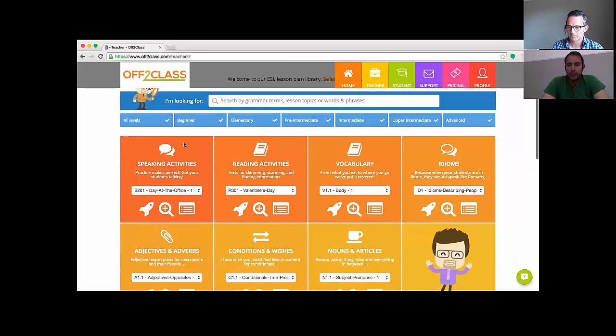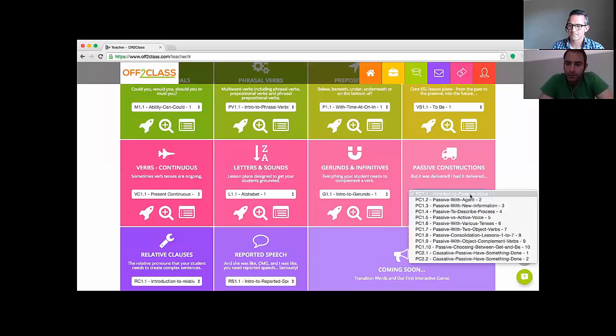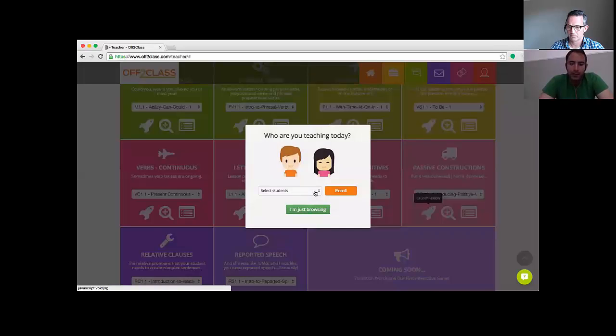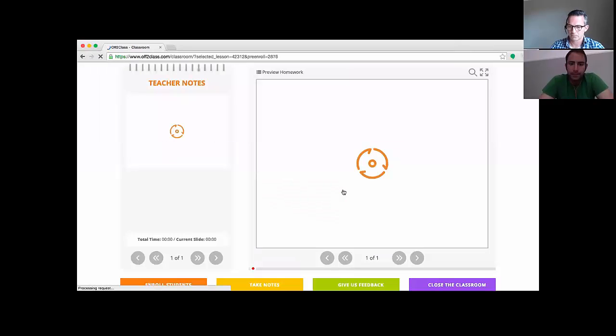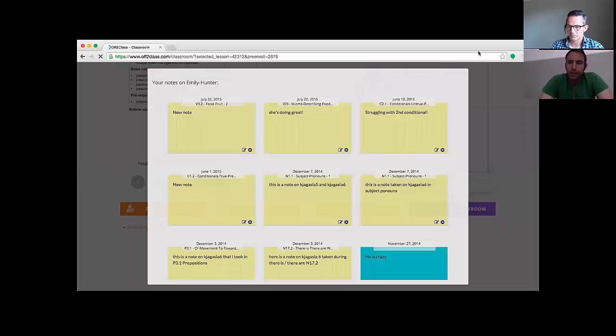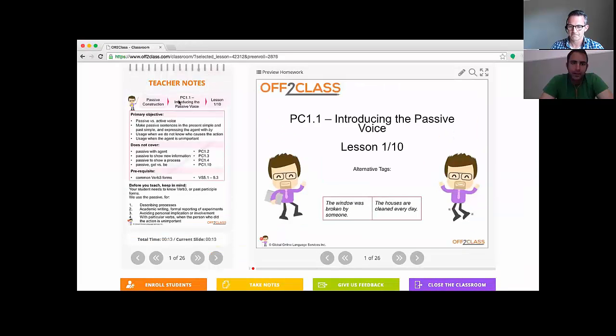So I'm going to come down into the passive section and open up the first passive lesson, Introduction to Passive. And I'm going to enroll the student I'm teaching today. I'm going to pretend I'm teaching Emily. And as we load the lesson, these are a number of notes that I've saved on Emily in the past. And this is the lesson. So as I flick through these, you might be able to recognize the slides from James's presentation, which was all taken from OptiClass.